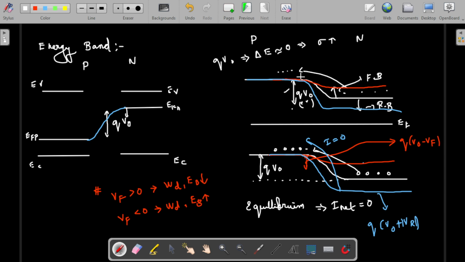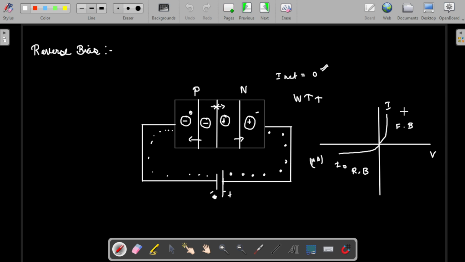So in forward bias, what will happen? The difference will be close to 0, but in reverse bias, that will keep on increasing, so the conductivity will decrease. So this is the simple analogy of what is present in reverse bias and forward bias, based upon the energy band diagram. So I hope it is understood by you guys.